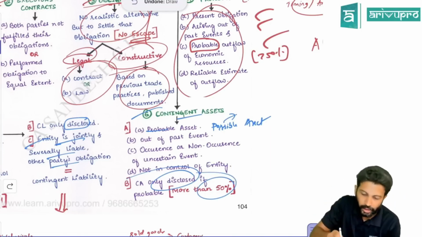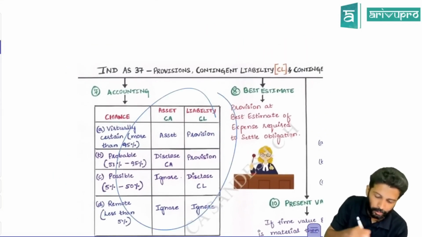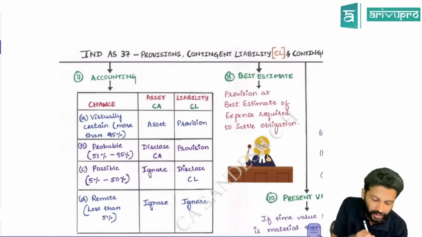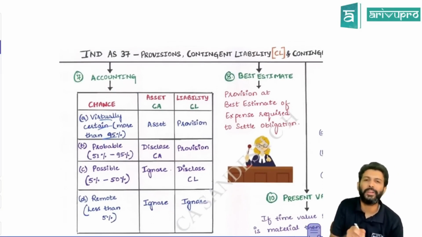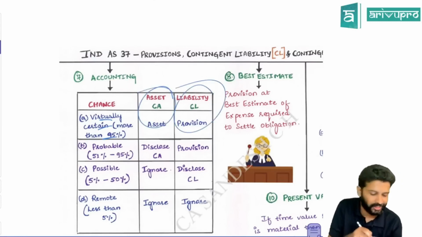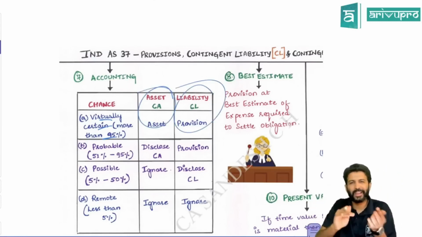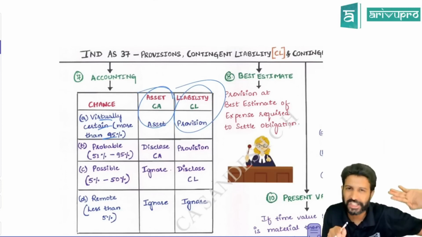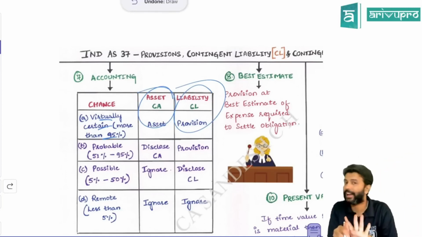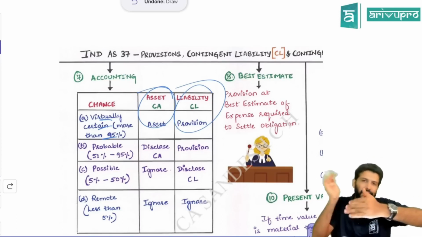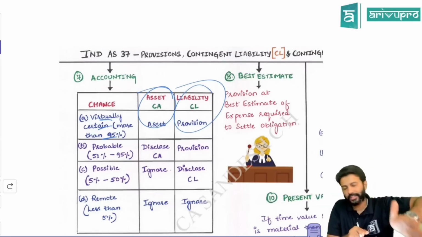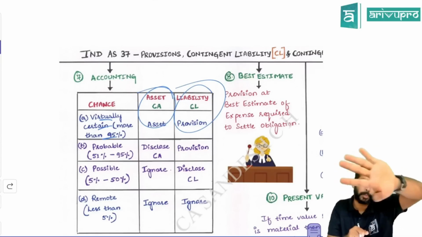Okay. Now I've summarized this particular table for you, which gives you an idea as to what you need to create on the asset side and the liability side. Sir, if it is virtually certain, meaning more than 95% chance, on the asset side you'll book an asset. On the liability side, you can book a liability or provision. The study material uses the words liability and provision interchangeably because provision is also a liability.